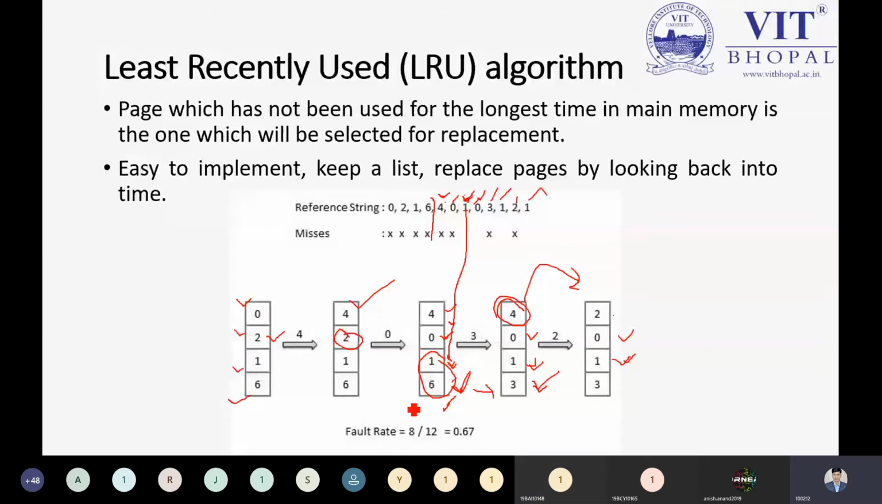So the total number of misses here is 8, that is 0, 1, 2, 3, 4, 5, 6, 7, 8, divided by 12. So now we have the value 0.67. Now these are least recently used.